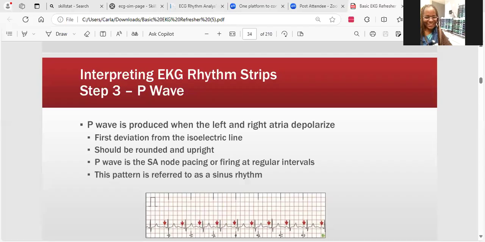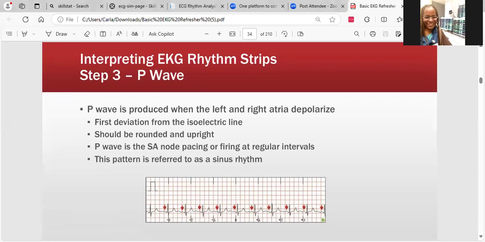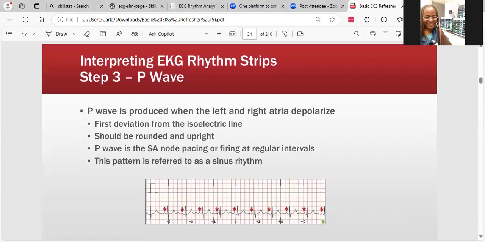The next thing we're going to do in our interpretation is see if we have a P wave. A P wave is produced by the SA node and is the first positive upright deflection on our complex. If your rhythm has a P wave, then that makes the rhythm sinus. So if your doctor is asking, or your nurse, or you're working at a facility and they're speaking about sinus rhythm, that means your rhythms have a P wave.